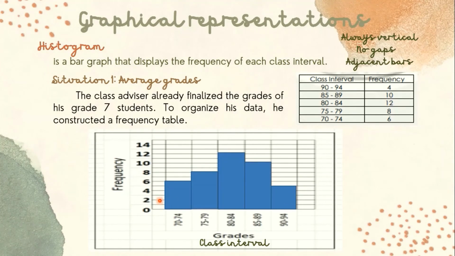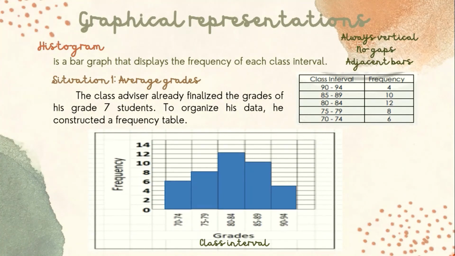Pansinin natin, they are always vertical. Laging nasa baba yung class interval. Ito yung ating independent variable at lagi namang ang frequency ay dapat na nasa y-axis yung ating dependent variable. Pansinin na yung bars natin ay adjacent, magkakatabi. Unlike a bar graph, wala siyang gaps, walang spaces. Because this is for a class interval. Bundled together at hindi siya para lamang sa bar graph na individual ang elements.